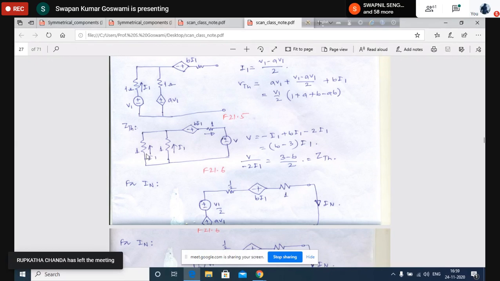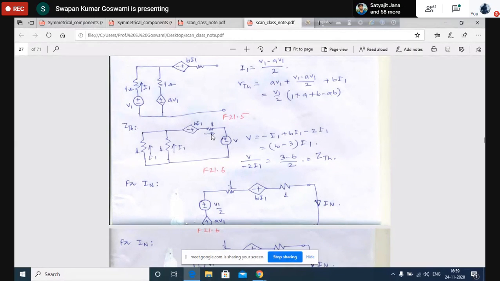Okay. So if this is I1 and this is I1, then through this branch, what will be the current? It will be 2I1. If it is 2I1, you can write the equation V equal to minus I1. That means through this branch, the drop is minus I1 plus BI1 minus 2I1. So starting from here, we are considering 2I1 flowing in this direction. So the drop will be 2I1 into 1.